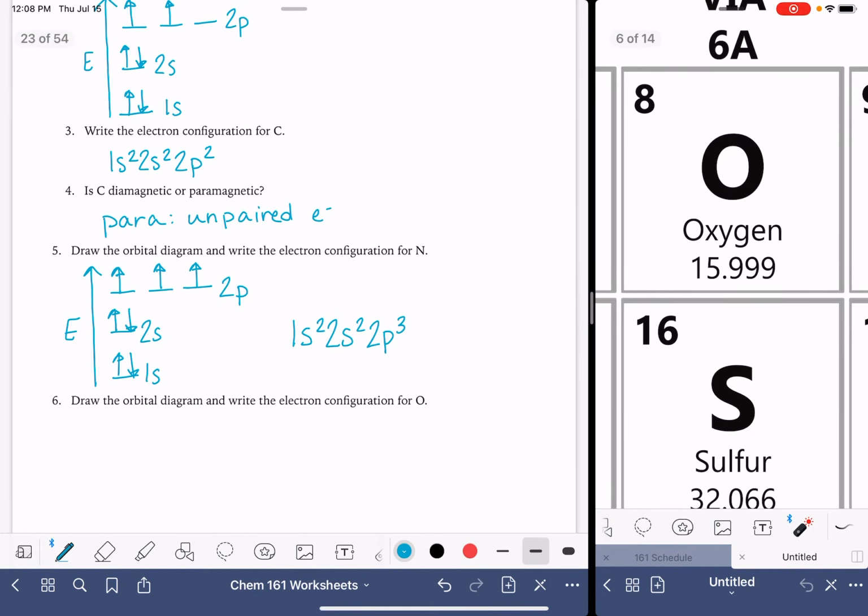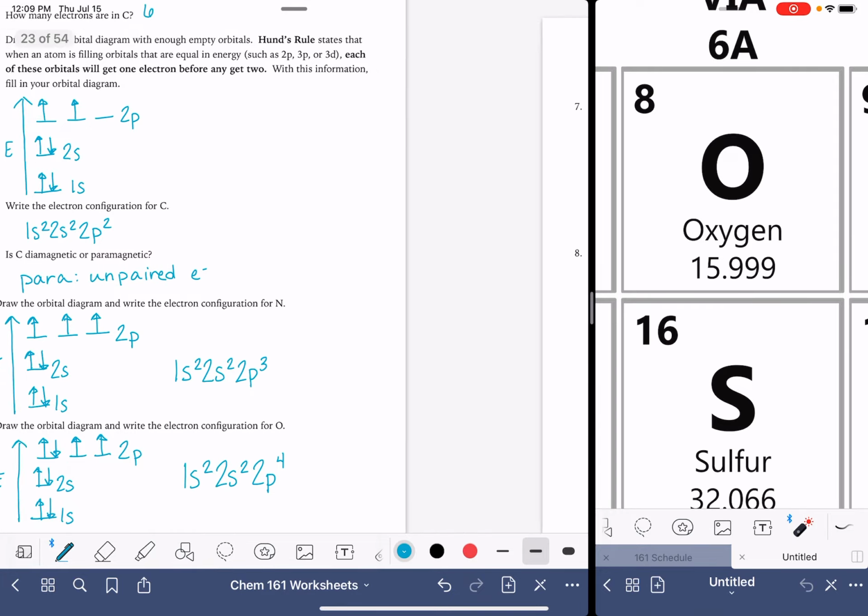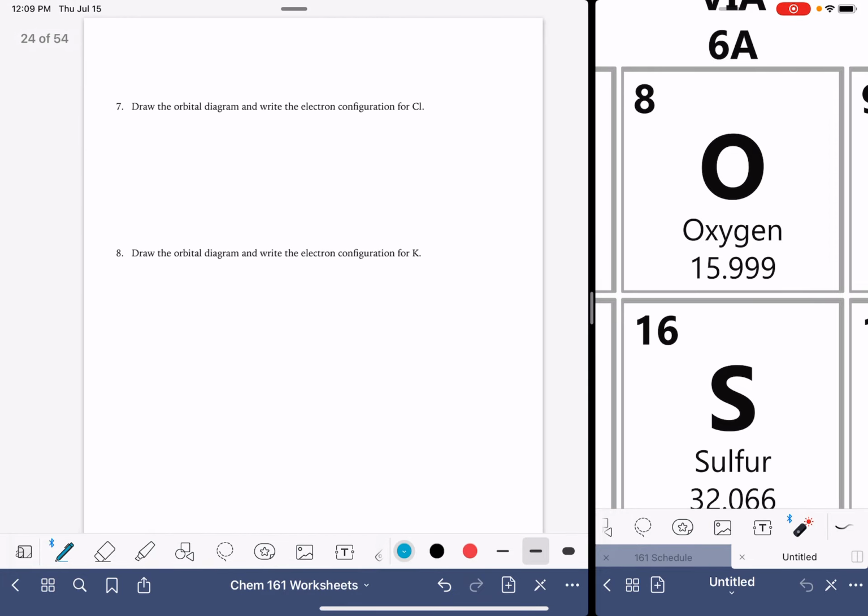And now we're going to do this for oxygen. We're still going to be able to fit all of those electrons into the 1s, the 2s, and the 2p's. Total of 8 electrons. 1, 2, 3, 4, 5, 6, 7, 8. Remember, every box or every line gets 1 electron before we start pairing any of them up. 1s2, 2s2, 2p has a total of 4 electrons. Now we've got 2 more.